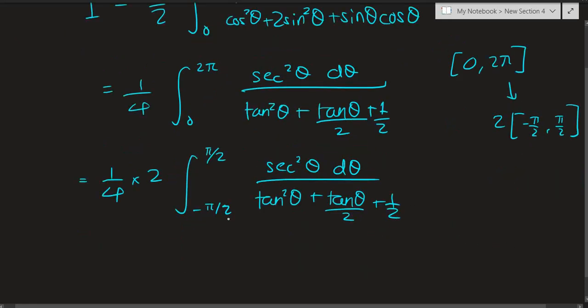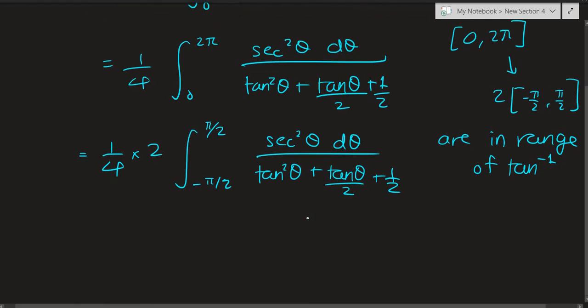And now notice the great part: negative pi over 2 and pi over 2 are in the range of the inverse tangent function, so the problem that was arising because of 2 pi not being in the range is now resolved. That was one of the advantages of using negative pi over 2 and pi over 2, because that's exactly the range of the inverse tangent function.